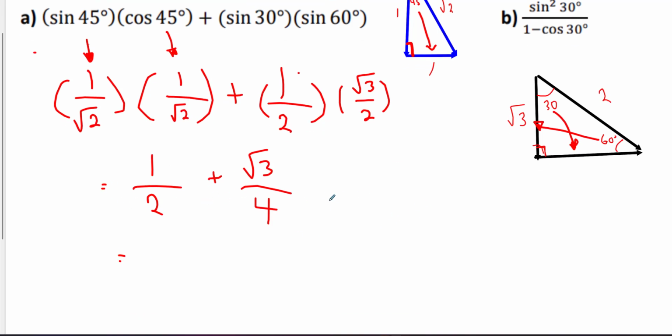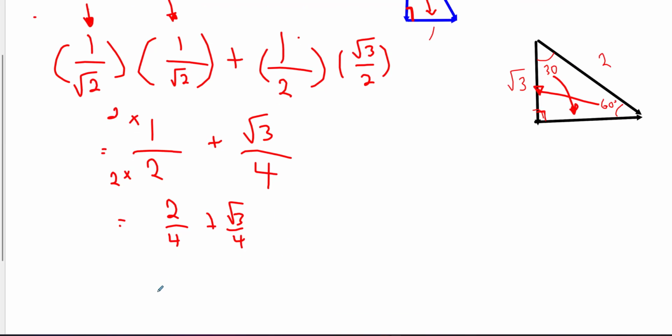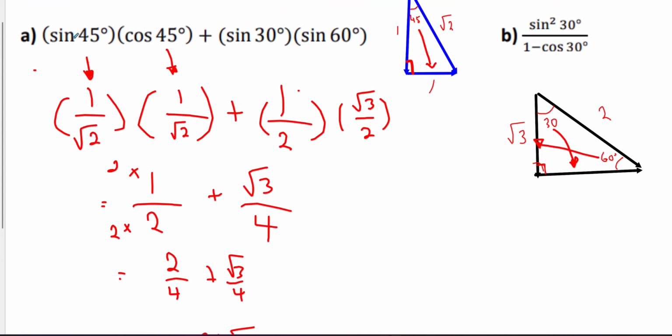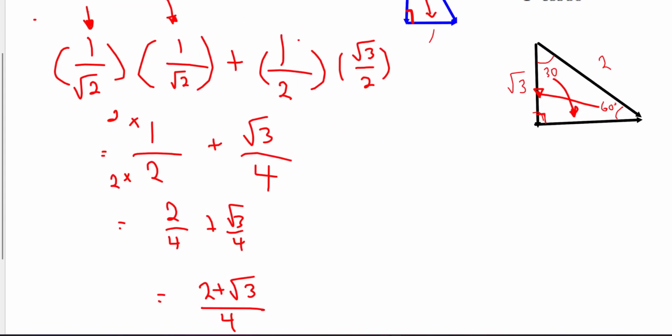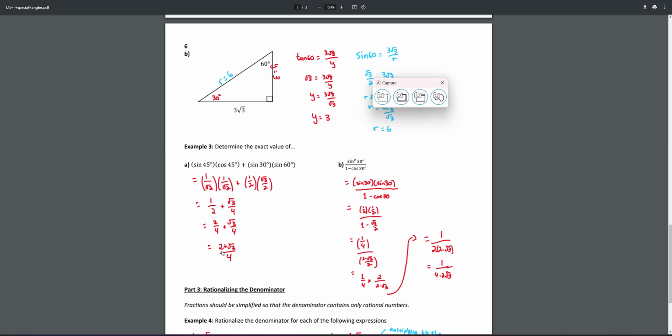Now we're adding these fractions, so we need a common denominator. I'm going to multiply this by 2, both top and bottom. So that's going to be 2 over 4 plus root 3 over 4. Now that I have my common denominator, I can combine the numerators, and this is the final answer: 2 plus root 3 over 4. I started off with this and I ended with a fraction. And we can take a look at the answer. It is 2 plus root 3 over 4, and we're good to go.